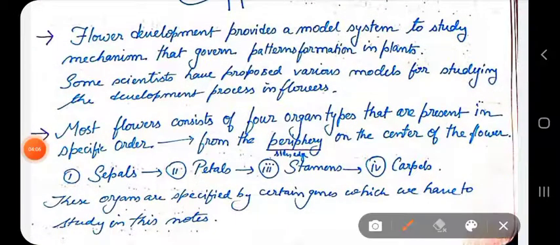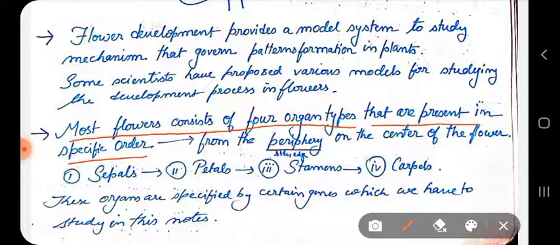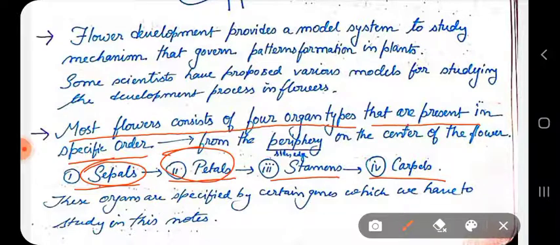As you can see in the figure, most flowers consist of four organ types present in a specific order. First come the sepals, the base part. Then come the petals. Then the stamens, and then the carpels. If we see it from above, in cross section, first the sepals come, then the petals, then the stamens, and then the carpels, which are the female reproductive part of the flower, while stamens are the male reproductive part.